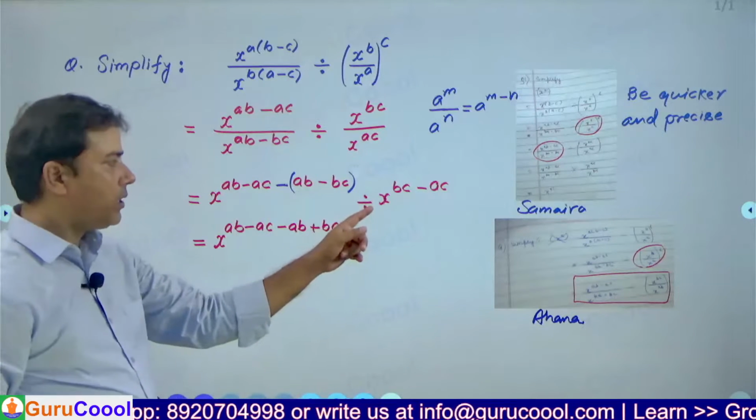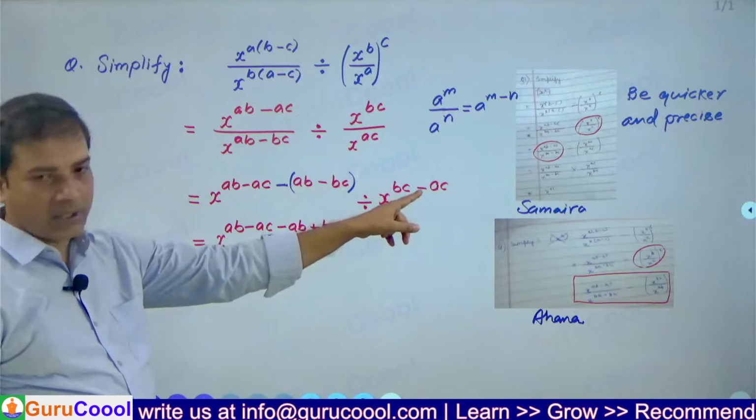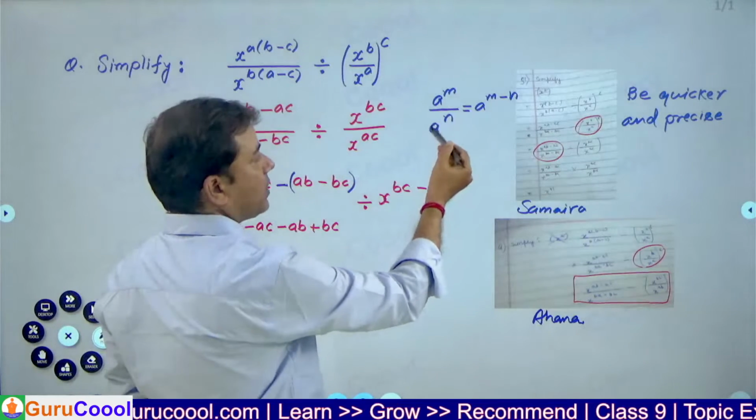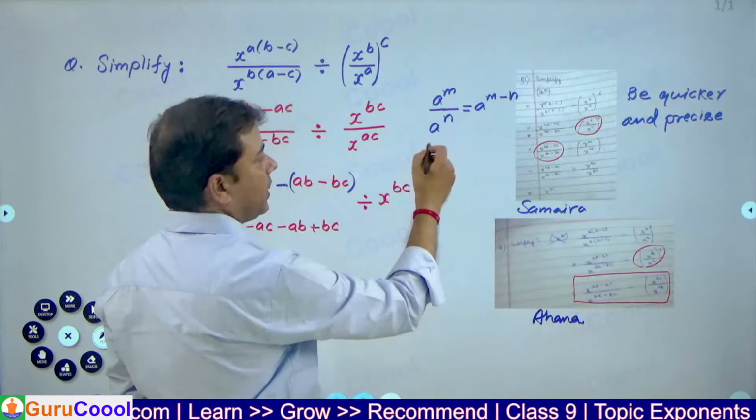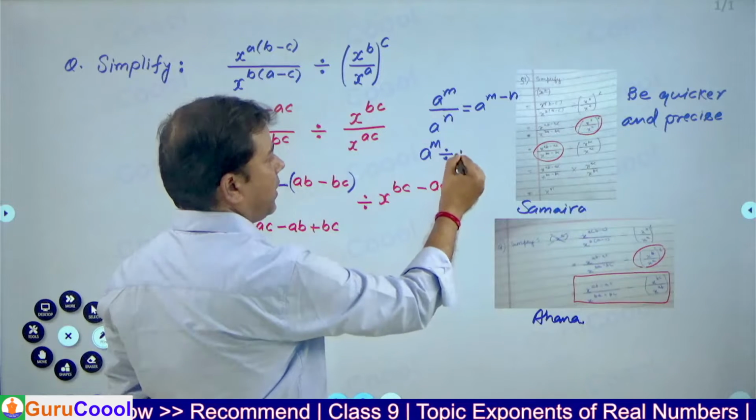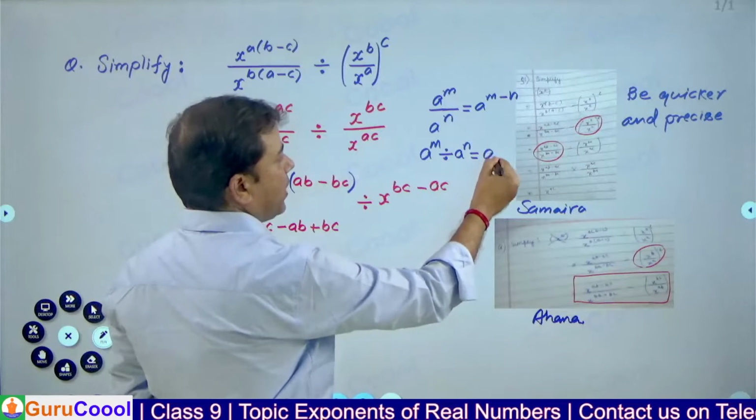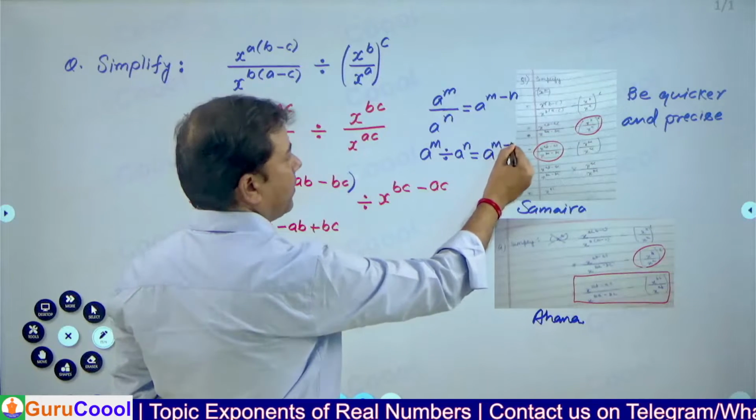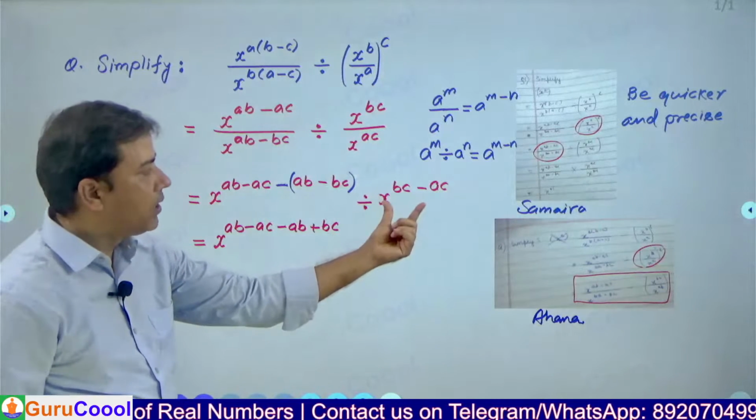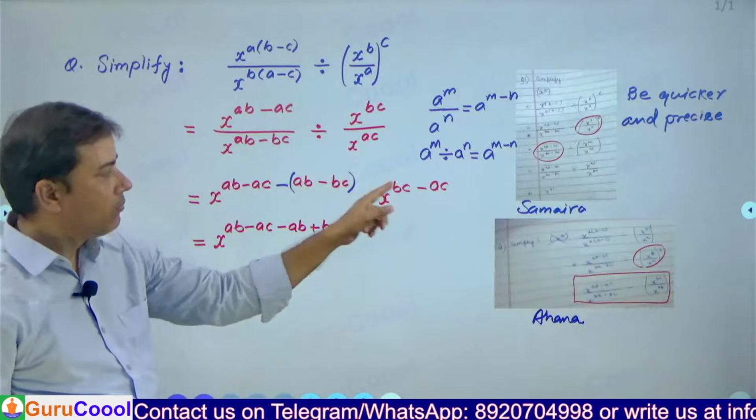And now notice here, after the division sign I have x raised to the power this, and we know a fraction like this or a division sign are the same thing. a raised to the power m divided by a raised to the power n is the same thing as this. So we treat this in the same manner, a raised to the power m minus n. So after the division sign, this is in the denominator. Can we subtract the power of x from this?